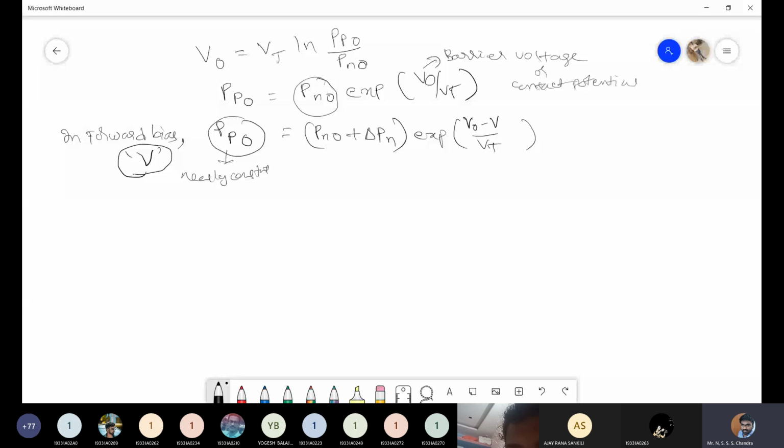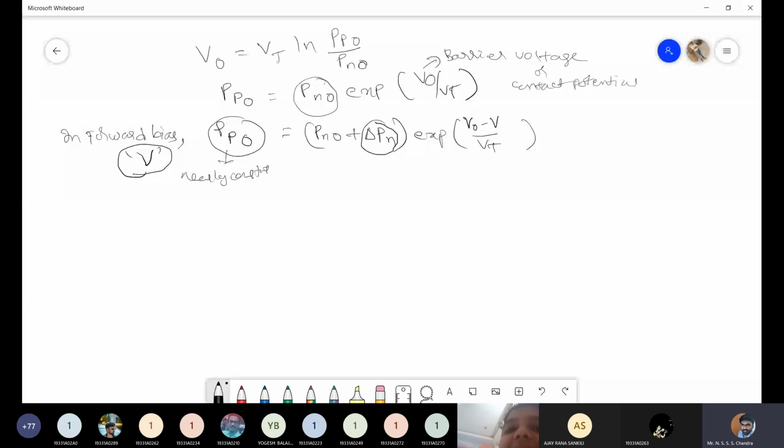Now, what I have to do is get an expression for your carriers, delta Pn, how much your Pn has changed. I want an expression for delta Pn because your current will depend upon the charge carriers. So I have to get this net change in Pn.